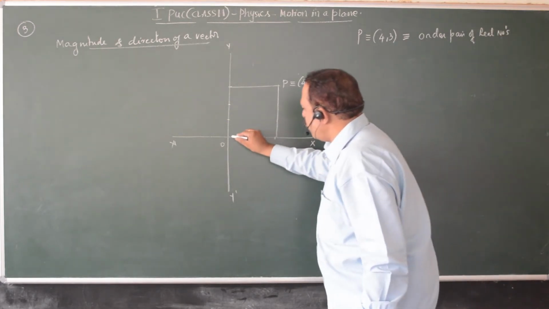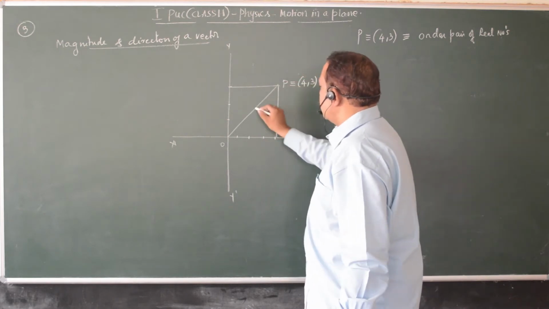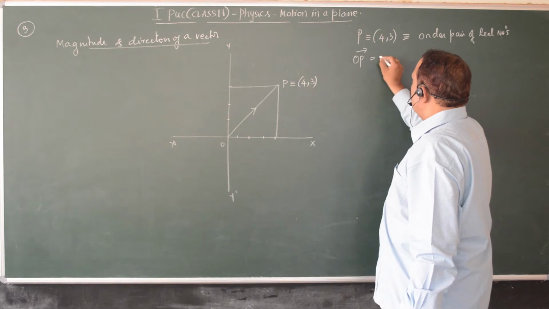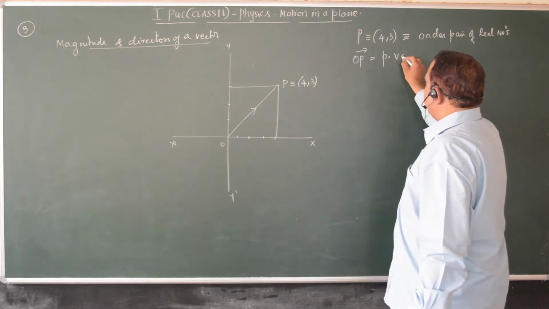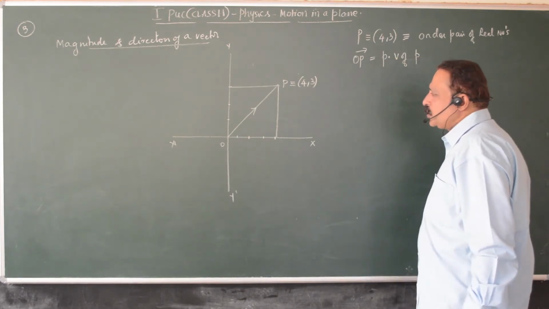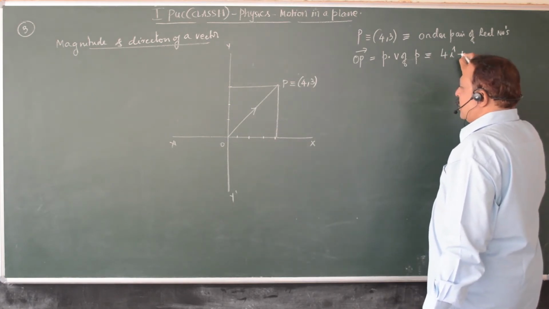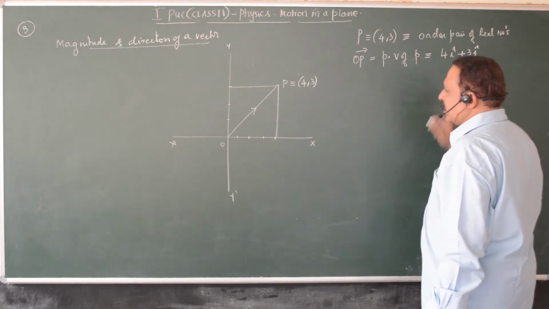Now I join OP. Now I get the position vector. And what is OP now? OP is the position vector of P, which is vectorially written as 4i cap plus 3j cap.